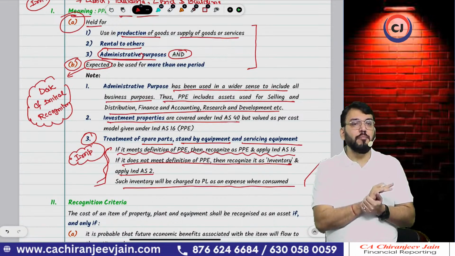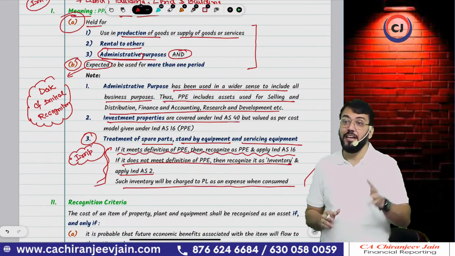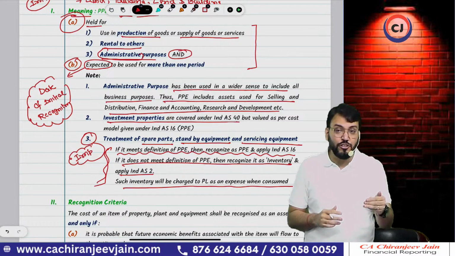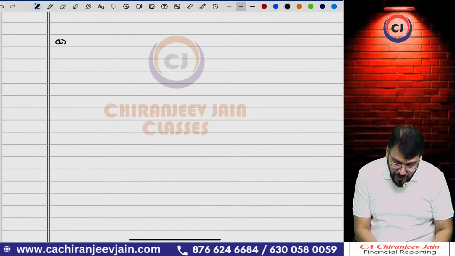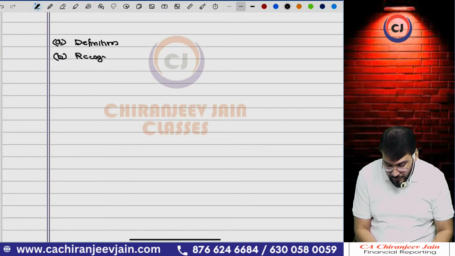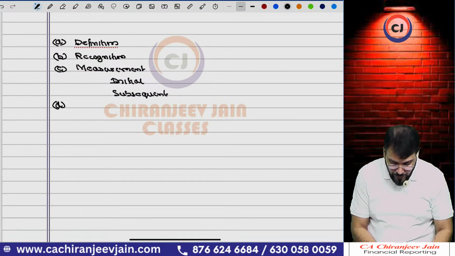Once the definition criteria is completed, after that we need to understand the recognition criteria, as we have done under Ind AS 37. First we did the definition of provision, then recognition, then measurement. So in any Ind AS, first we do definition, then we do recognition criteria, then we do measurement, initial and subsequent, then we do derecognition.